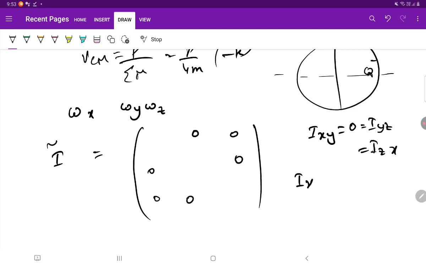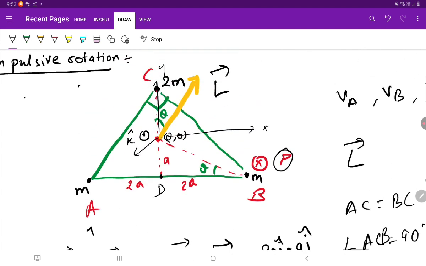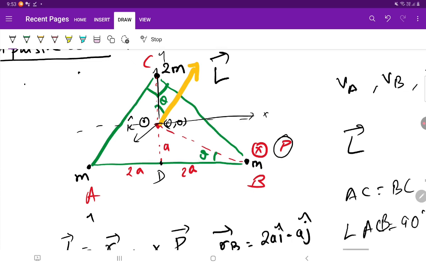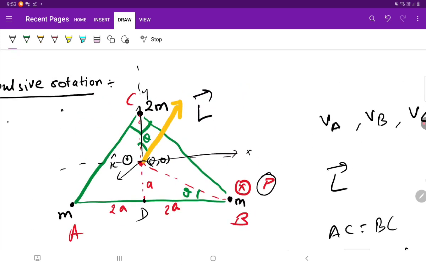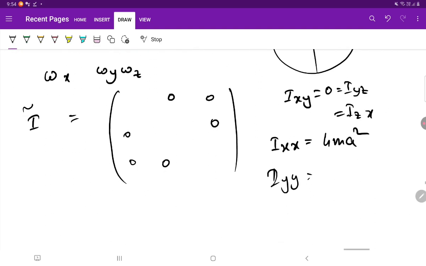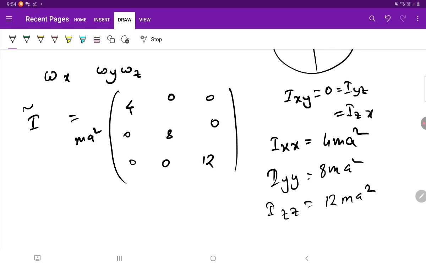And Ixx, if you calculate with respect to center of mass, of course, that is along this line, Ixx is given as ma square plus 2m into a square, which will come out to be 4ma square. Iyy is equal to the moment of inertia along this y-axis, which will come out to be 4a square into m into 2, which will come out to be 8ma square. Izz can be calculated by the perpendicular axis theorem, which will come out to be 12ma square, right? So you will get ma square times 4, 8, and 12 as coefficients.